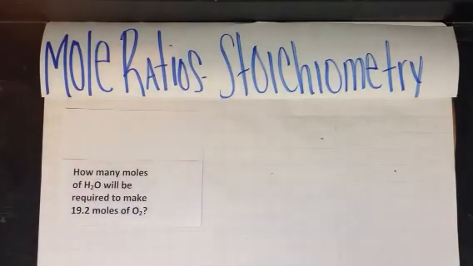Take a second and write that down. And I have, it says, how many moles of water will be required to make 19.2 moles of oxygen? So the first thing I want to start with is my balanced equation to get my mole ratios. If I don't have my mole ratios, then I can't do this. So this is the exact same balanced equation that I worked with a second ago. Let's put that back up here.